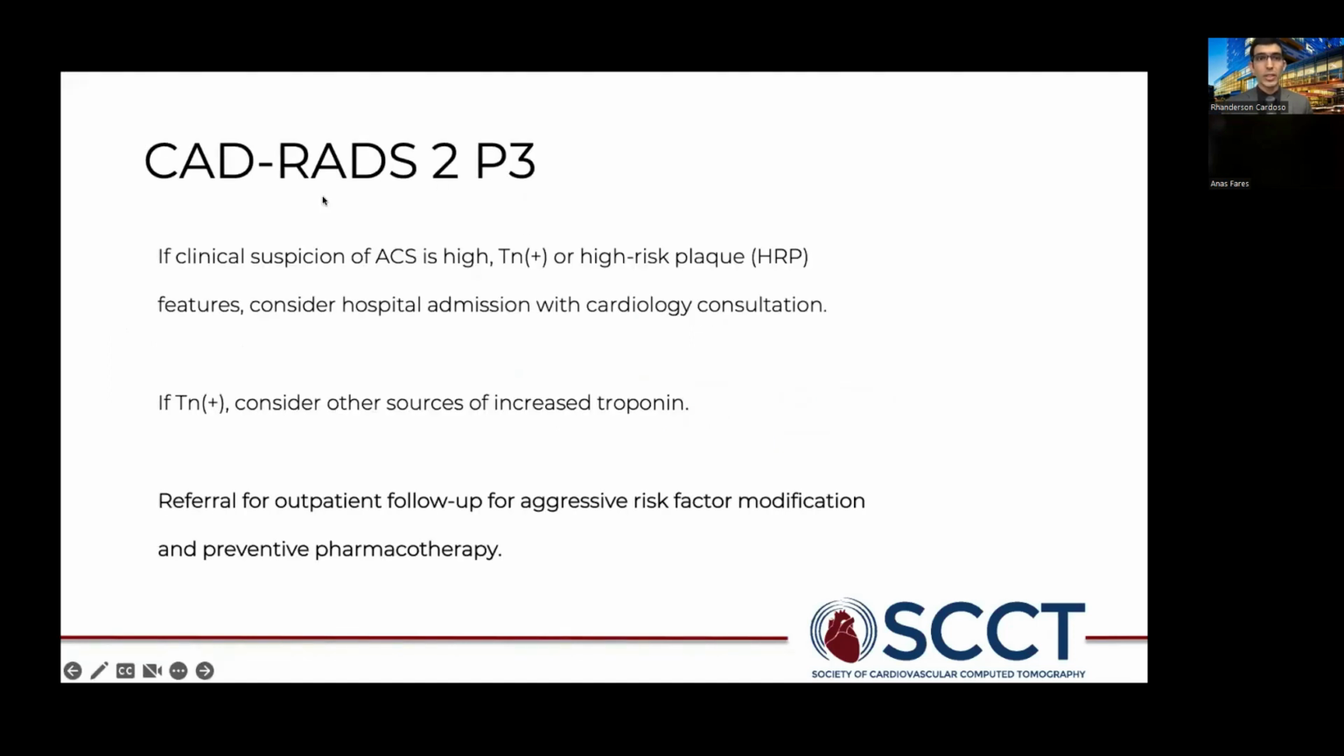The recommendation for this patient, according to the CAD-RADS 2.0 document, would be that if there is a clinical suspicion for ACS or elevated troponin, consider hospital admission and cardiology consultation. None of these factors were present. So again, it's unlikely that obstructive coronary artery disease was the likely culprit of the patient's symptoms. However, the CAD-RADS 2.0 document recommends, in these cases, referral for outpatient cardiology follow-up and aggressive risk factor modification.